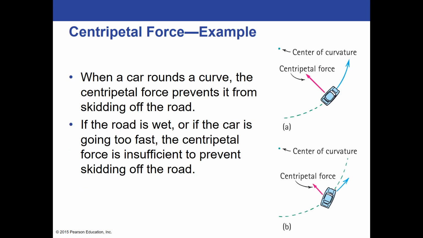When a car rounds a curve, the centripetal force prevents it from skidding off the road. If the road is wet, or if the car is going too fast, the centripetal force is insufficient to prevent skidding off the road. So the chances of you sliding and failing to make a curve depend on the only force whenever you make a turn to the left, which is friction. If the friction force isn't strong enough to keep you turning, your car is going to continue going straight.